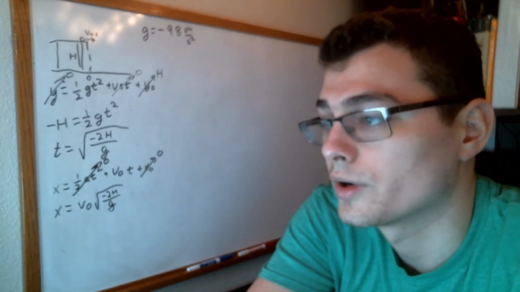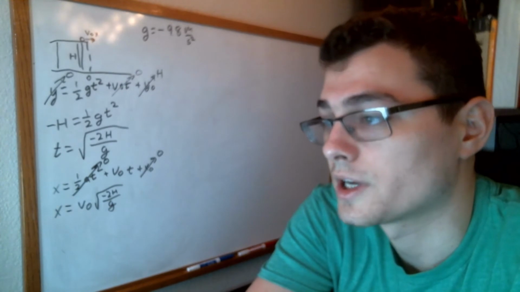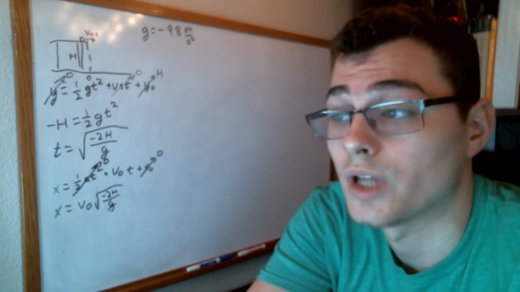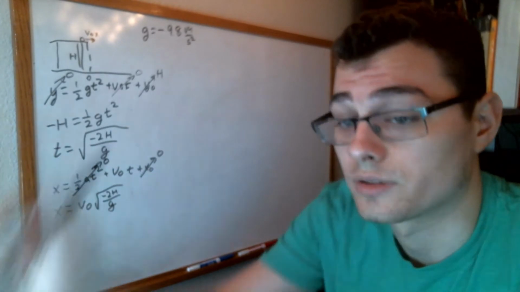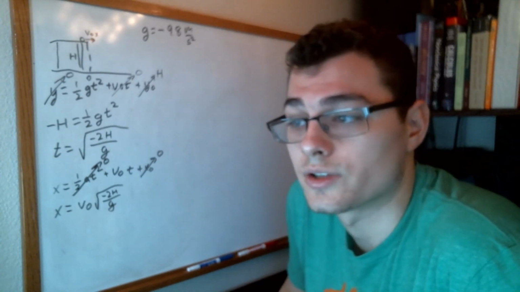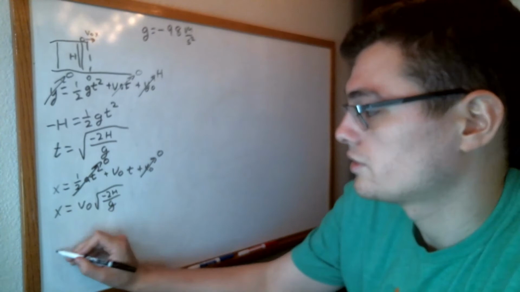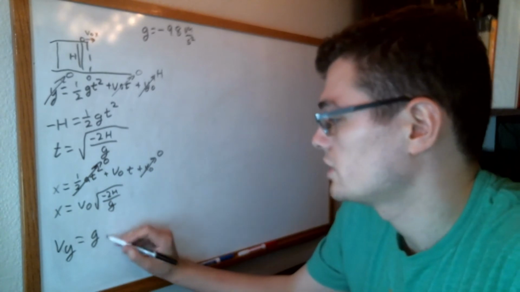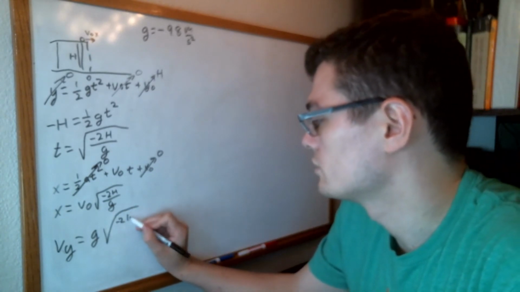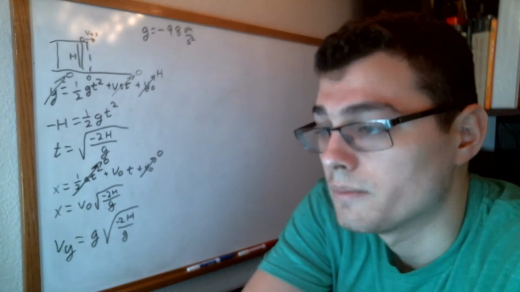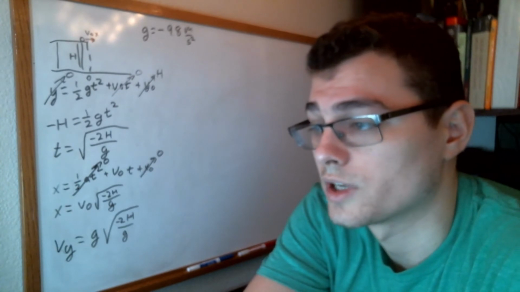What is the vertical component of velocity in meters per second when the object hits the ground? It's asking for the vertical component of velocity, so that means this is going to be negative when it hits the ground, because remember, it's pointing downwards. So in this case, we know that Vy is just going to be equal to gt, which is equal to g times the square root of negative 2h over g. So simple. And then now it's asking for the magnitude of the velocity when it hits the floor.